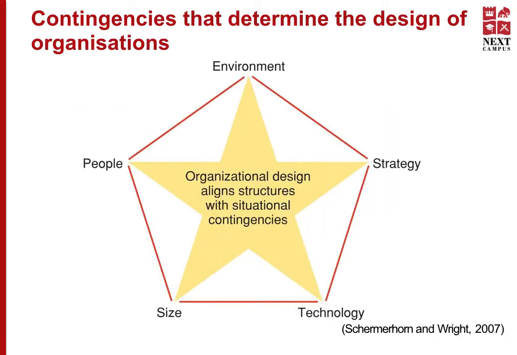There are also lots of contingencies that determine how organizational designs are made. According to Schermerhorn and Wright, organizational design aligns structure with situational contingencies. These are the environment, people, size of the organization, technology available, and strategy. When these factors change, the organizational design will change, and therefore the structure too will have to adapt.